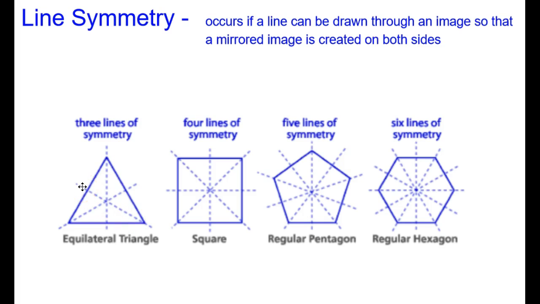If we have a square, a four-sided regular polygon, there's going to be four lines of symmetry: the two going through the opposite sides, and the two diagonals of the square. Same thing is true for a regular pentagon and regular hexagon. A regular pentagon has 5 lines of symmetry. A regular hexagon has 6 lines of symmetry. Line of symmetry creates that mirrored image on both sides.